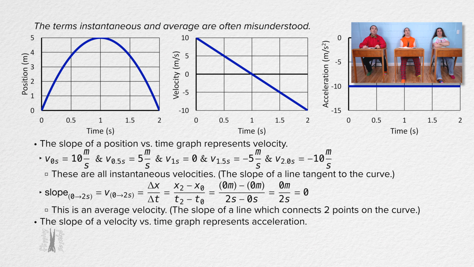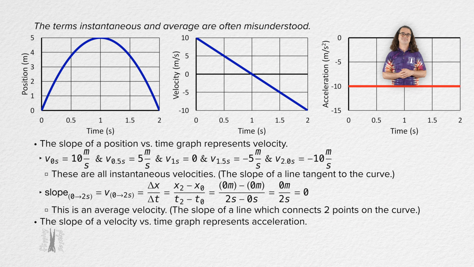So this is an object experiencing a constant acceleration of negative 10 meters per second squared. It is uniformly accelerated motion, and that means we can use the uniformly accelerated motion equations, which are also called the kinematics equations.